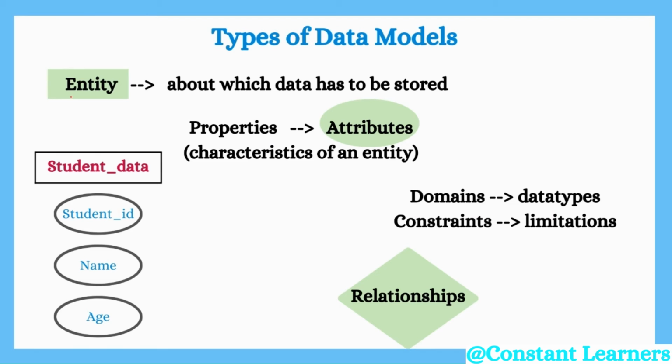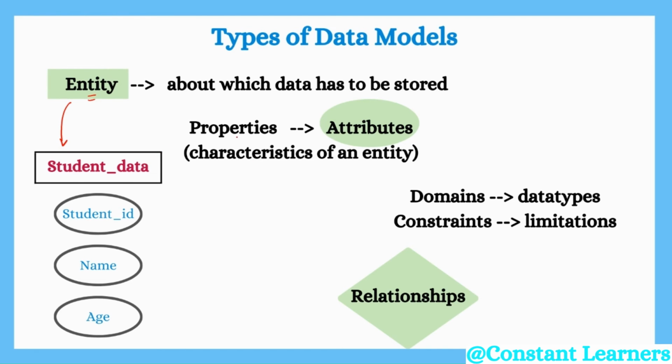First one is the entity, right? We know an entity is something about which the data has to be stored. It is similar to the relational model. But in the case of the entity relationship model, the entity is represented inside a rectangle. Okay. For example, student_data. This is an entity represented inside a rectangle.